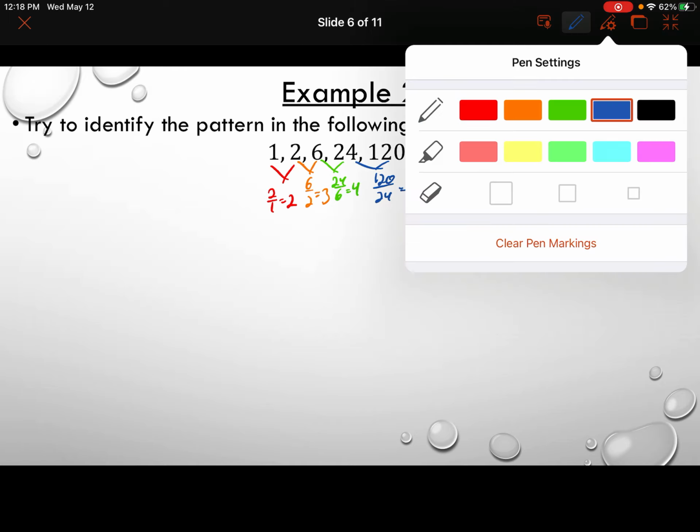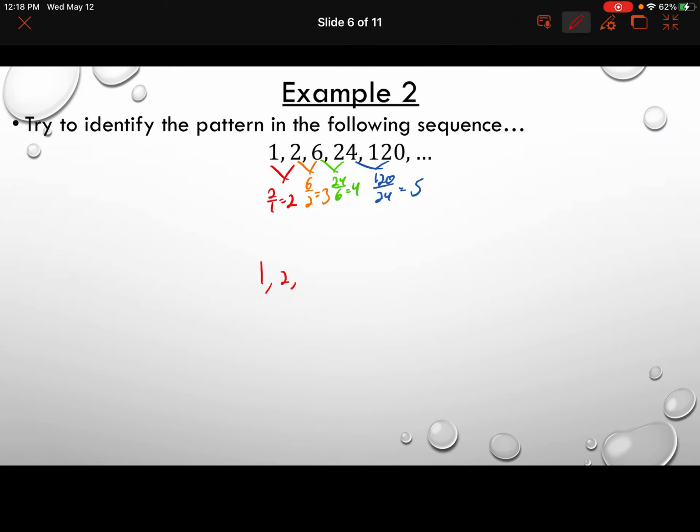So to get from 1 to 2, we did times 2. To get from 2 to 6, times 3. 6 to 24, times 4. 24 to 120, times 5. So the next one would be times 6, which would be 720. Interesting.